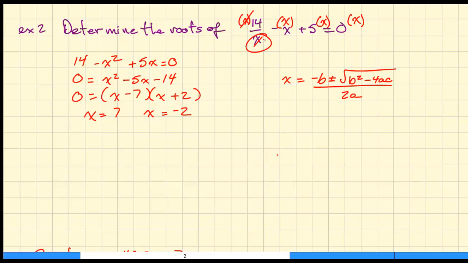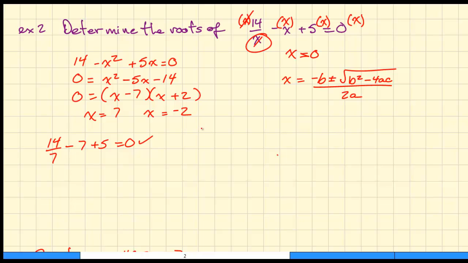Now my restriction was that x could not equal 0. So these two answers are okay. And we check them in the equation by going 14 over 7 minus 7 plus 5. 14 over 7 is 2. 2 minus 7 is negative 5. Negative 5 plus 5 is 0, so that works.